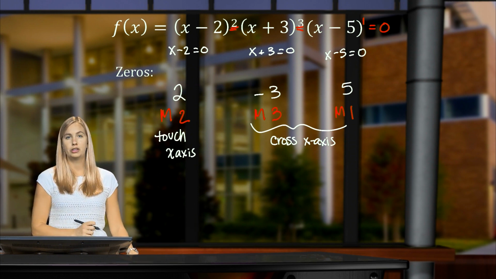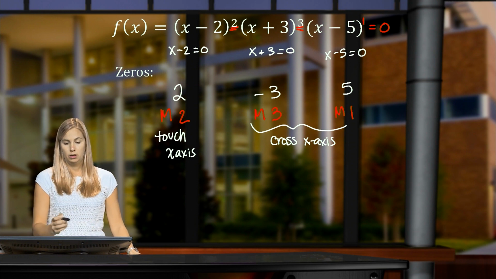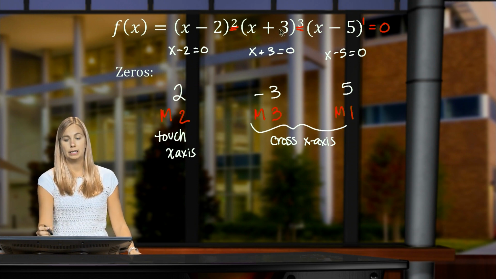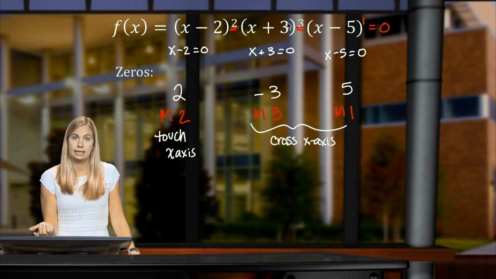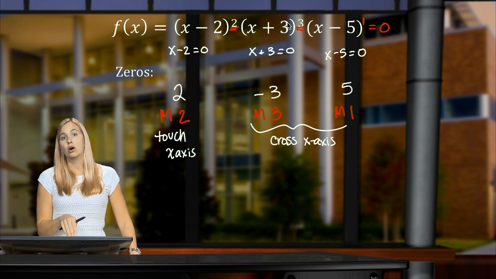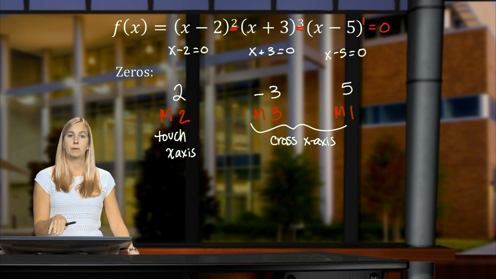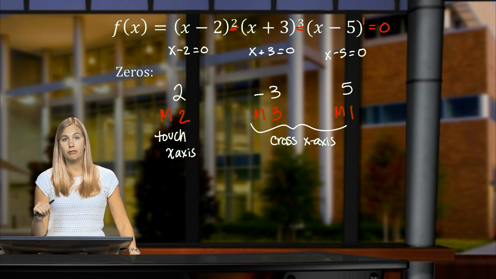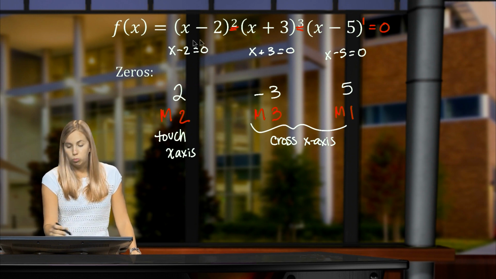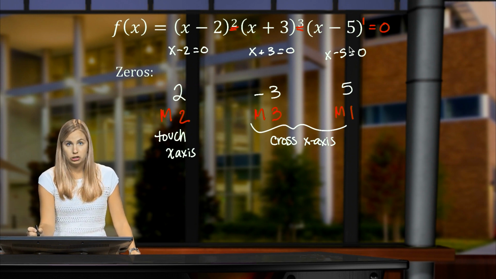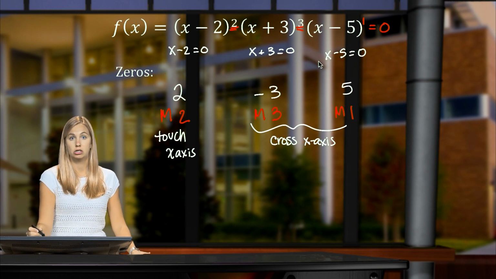Now, let's talk about the degree of this polynomial. Since this is in factored form, is my degree 3 because it's the highest exponent? And the answer is no. Remember that it's the highest exponent when it's in our standard form. So we could multiply this out if we wanted to, but is there an easier way to determine the degree?